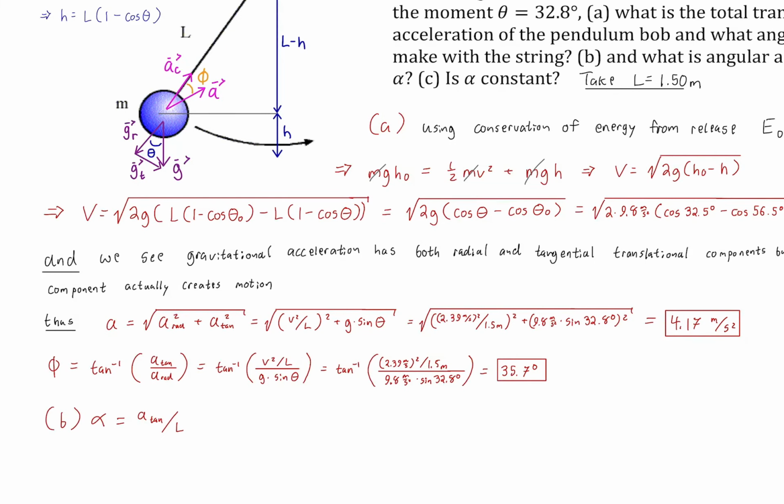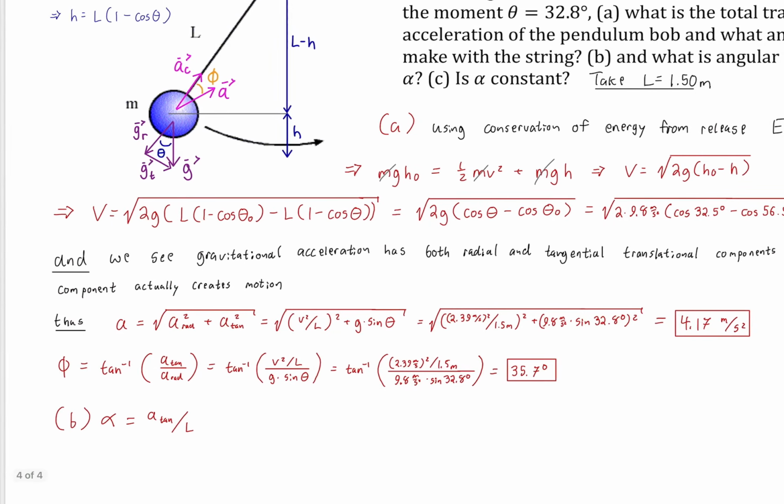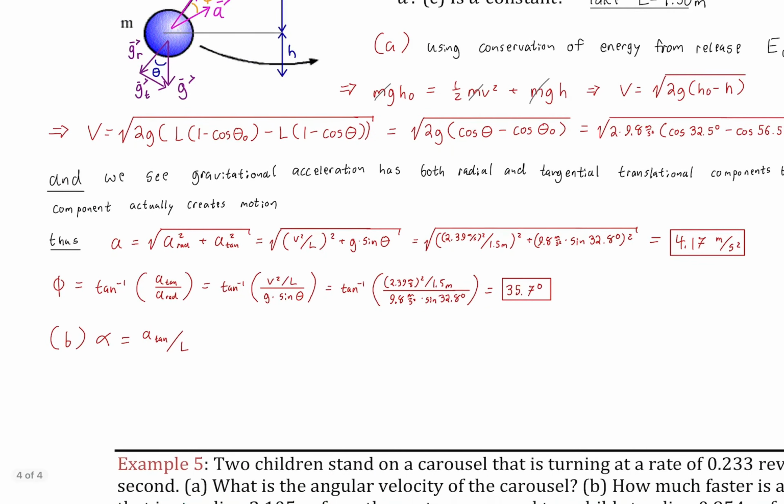Okay, so moving on to the final couple questions, which are quite short. What is the angular acceleration? Well, we can find that quite easily now, since we know the tangential acceleration, which is just g sine theta. To go from tangential translational acceleration, a tan, over to alpha, angular acceleration, we just divide by L, just like going from translational velocity to angular velocity. So we take g sine theta, divide by L, and we find an angular acceleration of 3.54 radians per second squared.